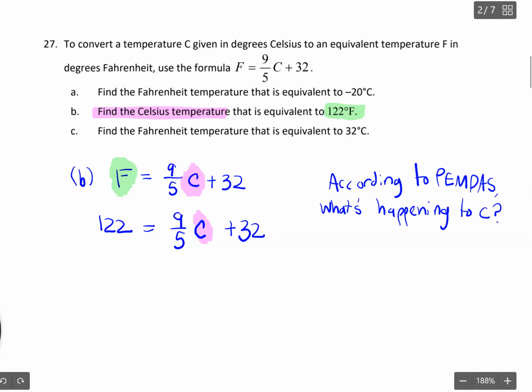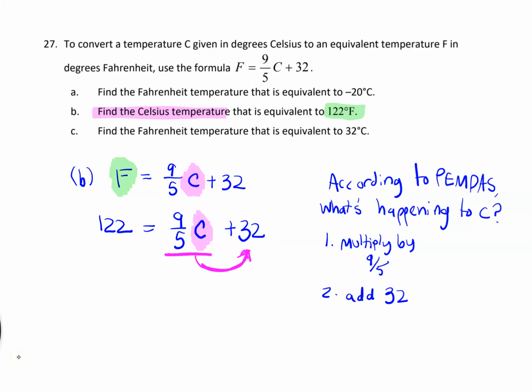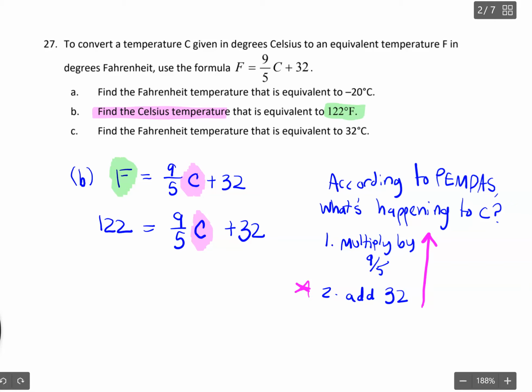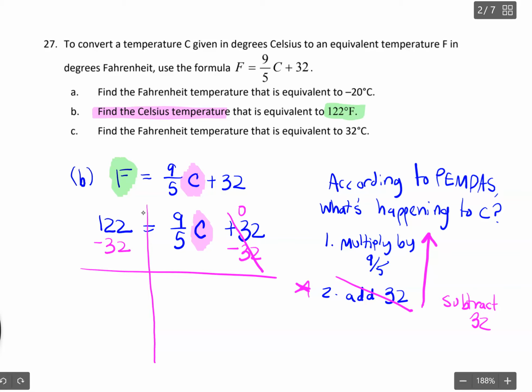Okay, so I've located my variable C, and according to PEMDAS, what's happening to it first? Well, according to PEMDAS, I need to multiply by 9/5 first. And then once I do that, I add 32 to that amount. So if we want to solve for C, we need to reverse all that. We need to do the opposite operations in the opposite order. So I need to get rid of adding 32 first. How do we get rid of adding 32? We subtract 32 on both sides. So I'm going to draw a line to separate the left side of my equation from the right side. Then I'm going to subtract 32 from the right. And I'm going to subtract 32 from the left.